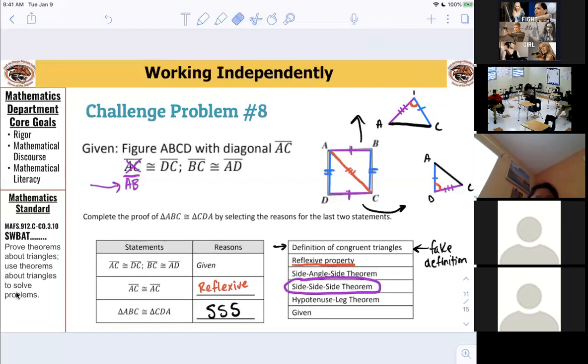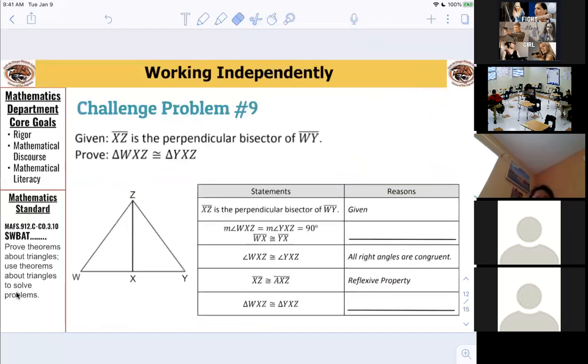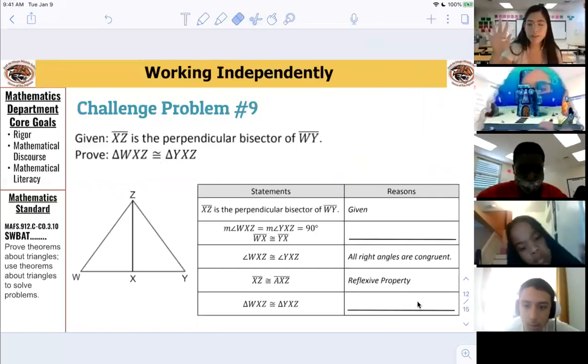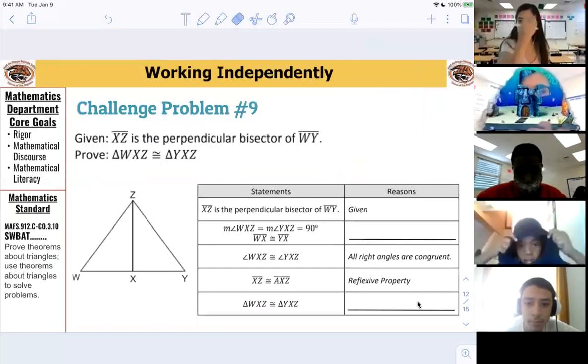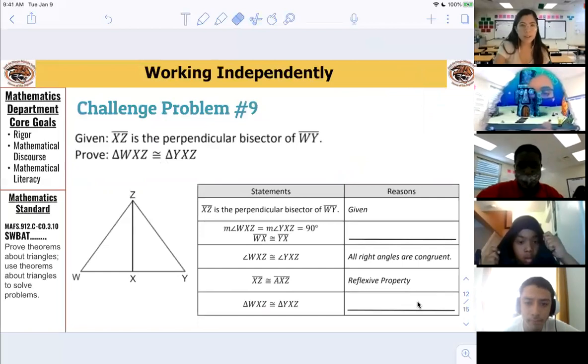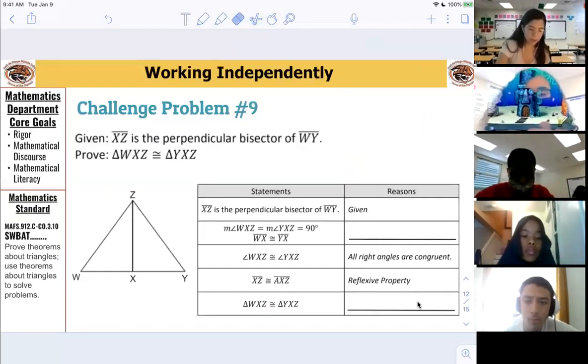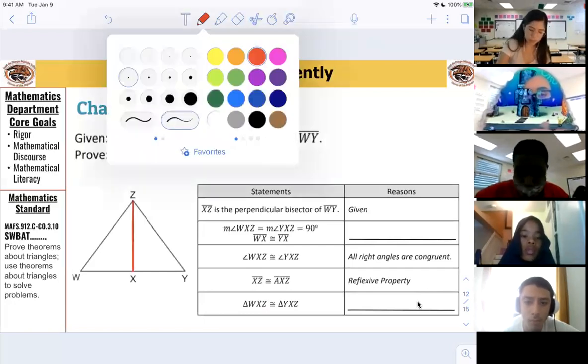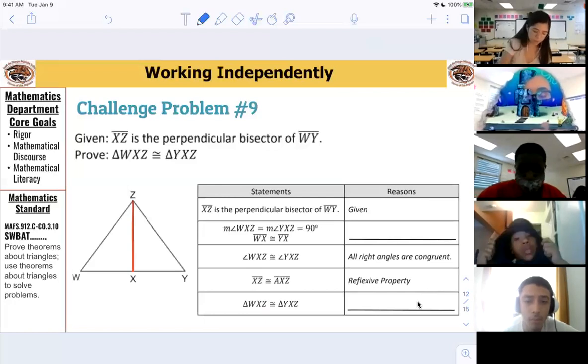So let's do another one. Let's do the second one. I do want to make sure I get to everything. All right. The first one was an easy one. This is a medium one because now we don't have a word bank. So now let's see what we can do with it. All right. So given XZ is the perpendicular bisector of WY. I'm going to highlight it. And again, if you have colored pens or something at home, that's really helpful.